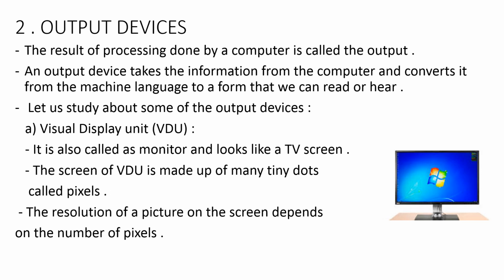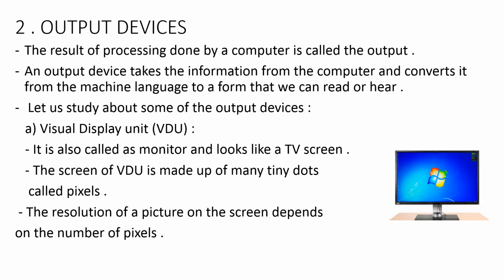Now there are a few examples of the output devices that we are going to study. The first device is the visual display unit. It is also called the monitor of the computer. Everyone knows what is meant by desktop. You have learned in the previous classes, right? What is meant by desktop? It looks like a TV screen. It is called the monitor, and visual display unit is also called the monitor.